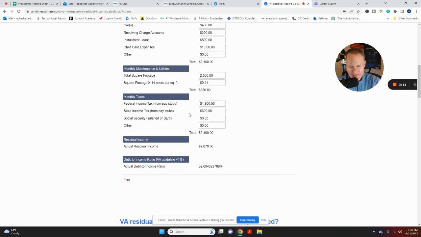Okay, let's keep going down to see what else is included. So now they include the monthly taxes on your federal and state and Social Security income or other taxes.